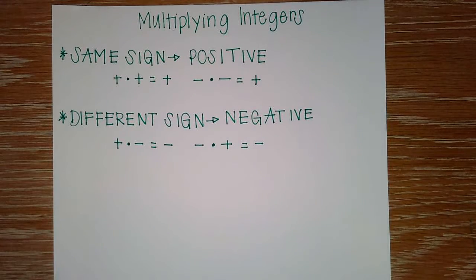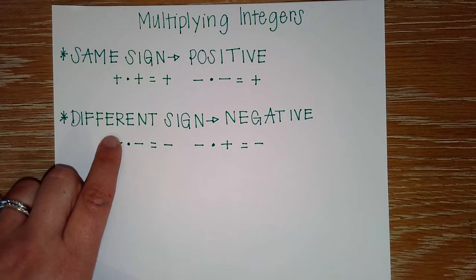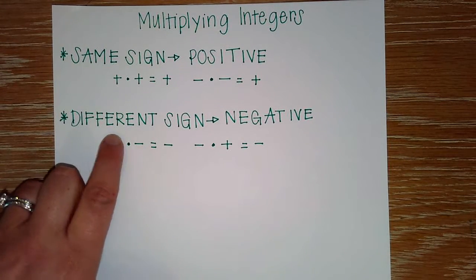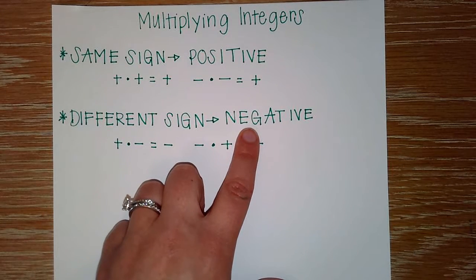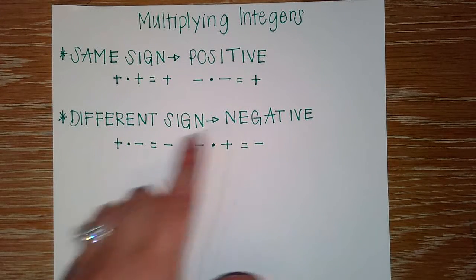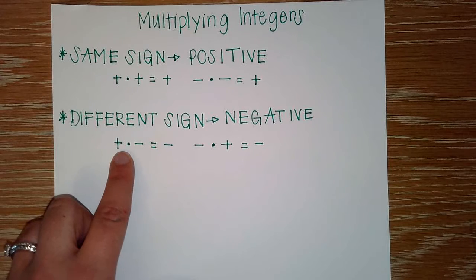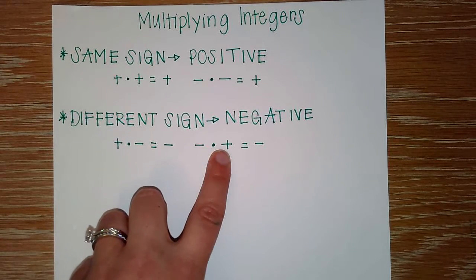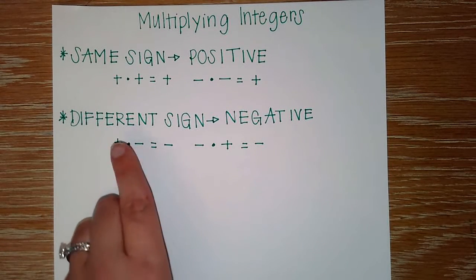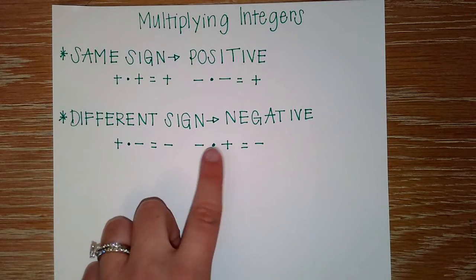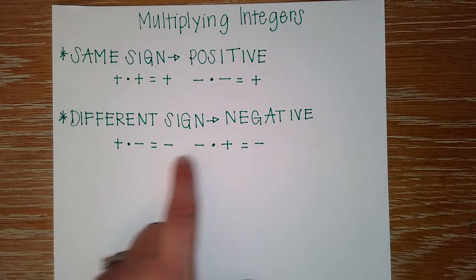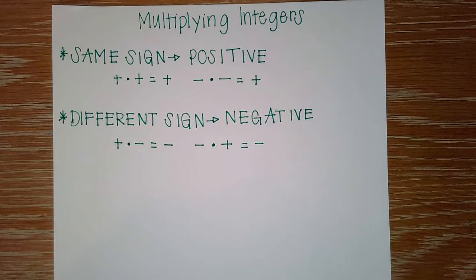Our second rule is that when we are multiplying different signs together, our product, our answer, will be negative. So if I'm multiplying positive times negative or negative times positive, it doesn't matter, if our two factors are different, then we will get negative products.